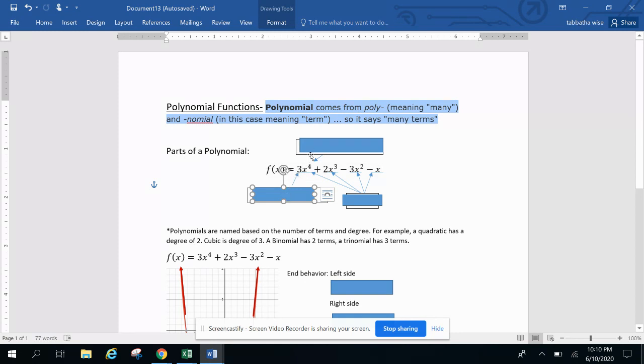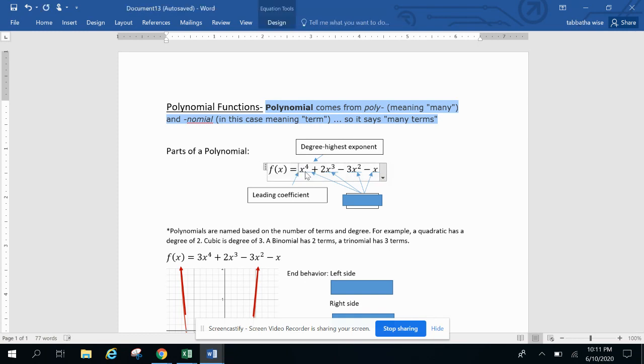First one is the highest exponent right here, that little 4. We call this the degree. It may not always be in the correct order, so you just want to look for the highest exponent. The next thing you look at is the number that comes before the variable. So the 3 here, this is called the leading coefficient. So that could be a 1, it could be any number there, but you're looking for the number before the variable that has the highest exponent.